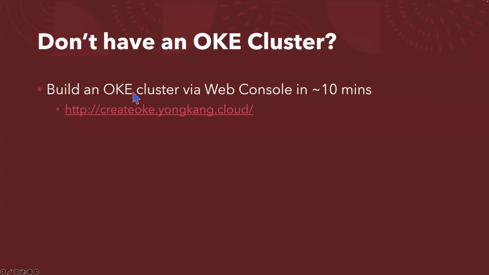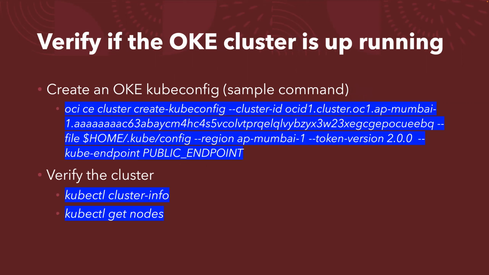If you don't have an OKE cluster yet, you can follow the link here to build an OKE cluster via the web console in about 10 minutes. Once you already have an OKE cluster up running, what you need to do is you can create an OKE kubeconfig file, and then from the command line, you can verify via the command listed here, kubectl get nodes.